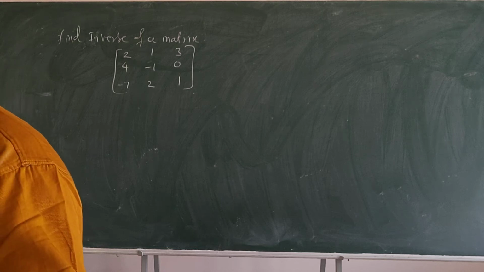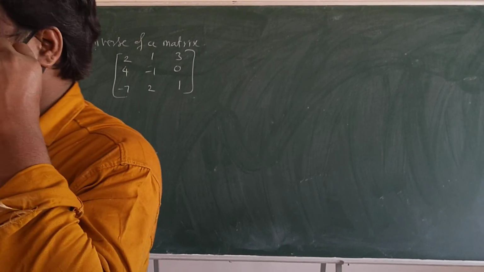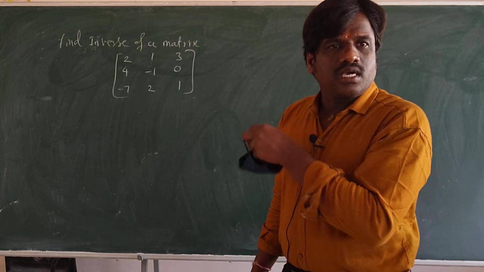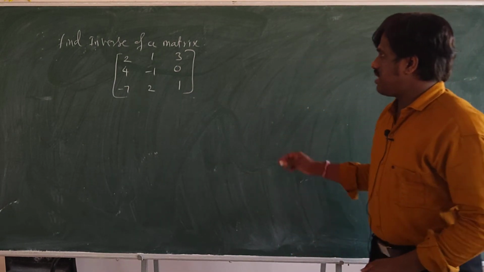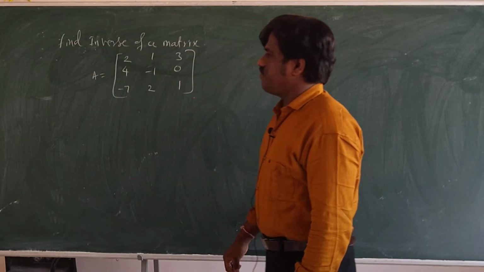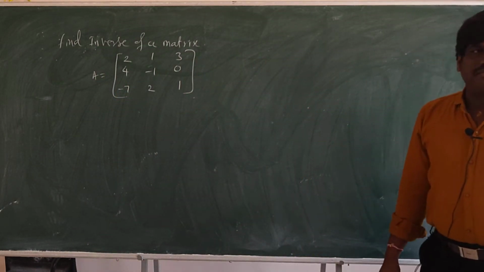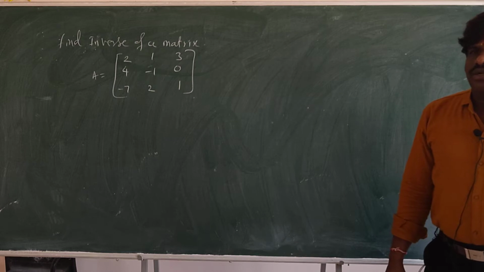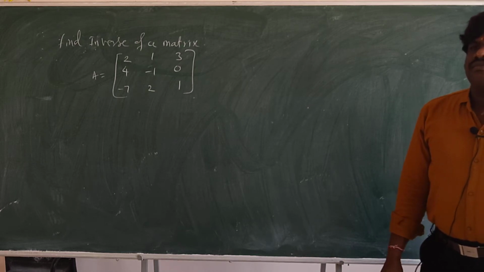To find the inverse of the matrix. So this is the question, what they have given. A is equal to 2, 1, 3, 4, minus 1, 0, minus 7, 2, 1. You have to find the inverse of the matrix.